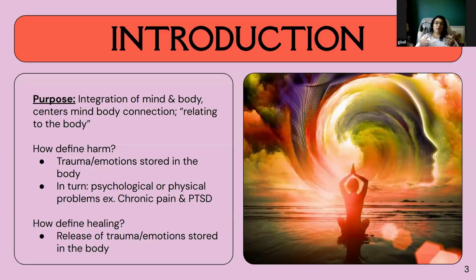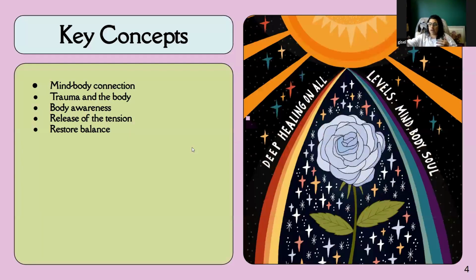So, harm is defined as trauma and emotions stored in the body, and the impact of that is that it can turn into psychological or physical symptoms, right? So, PTSD, and then there's research that has been conducted that talks about how PTSD is connected to things such as chronic pain, right? And so healing then is defined as being able to release any of the trauma or emotions that are stored in the body.